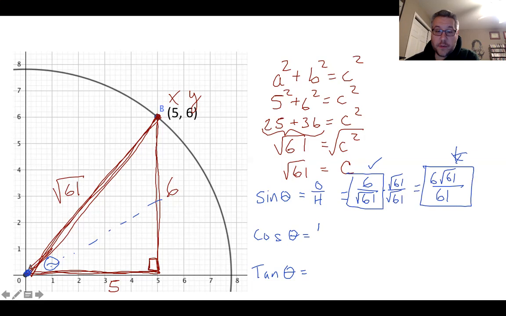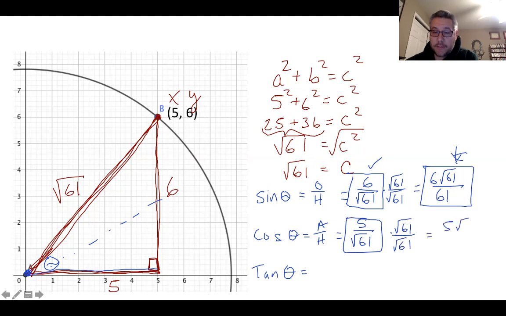Cosine is a fancy word for adjacent over hypotenuse. So the adjacent here, remember, it connects the theta to the 90-degree angle. So that's 5. And the hypotenuse is, again, the square root of 61. If this is as far as you can go, cool. But if you can remember to multiply top and bottom by that square root, you get 5 root 61 over 61. That's the best looking answer.